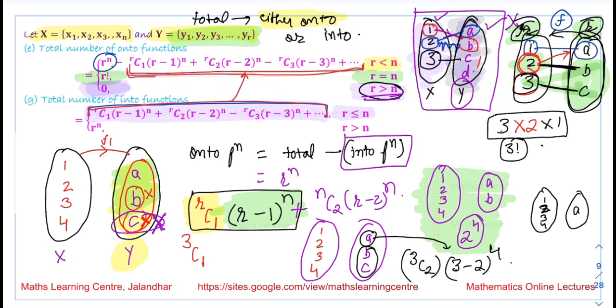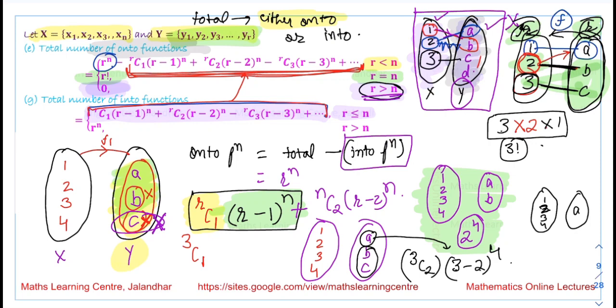We have subtracted the number of into functions, and we obtain the number of onto functions. So these are the formulas for the number of onto functions and the number of into functions. Now we have the problems based upon these results.